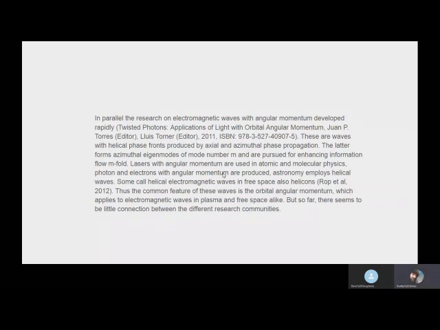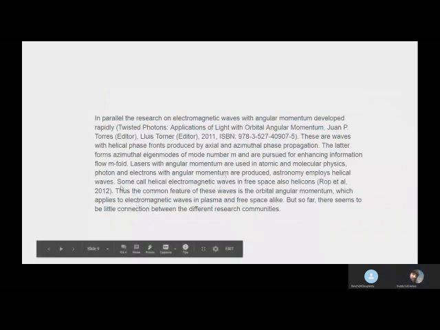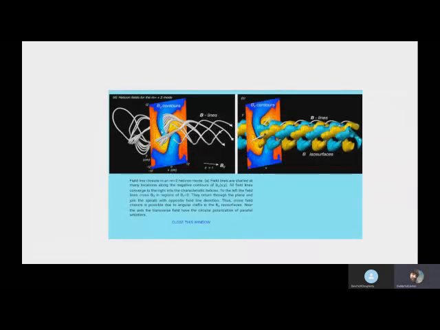So these are waves with helical phase fronts produced by axial and azimuthal phase propagation. The latter forms azimuthal modes of mode number m. Okay, so we're going to skip through this. You can read that as you go on, but this is the information that goes along with these images. So I'm just showing these more as visual for right now. You can refer to the other Helicon presentation for more in-depth information about that. All right. So it creates the isosurfaces.